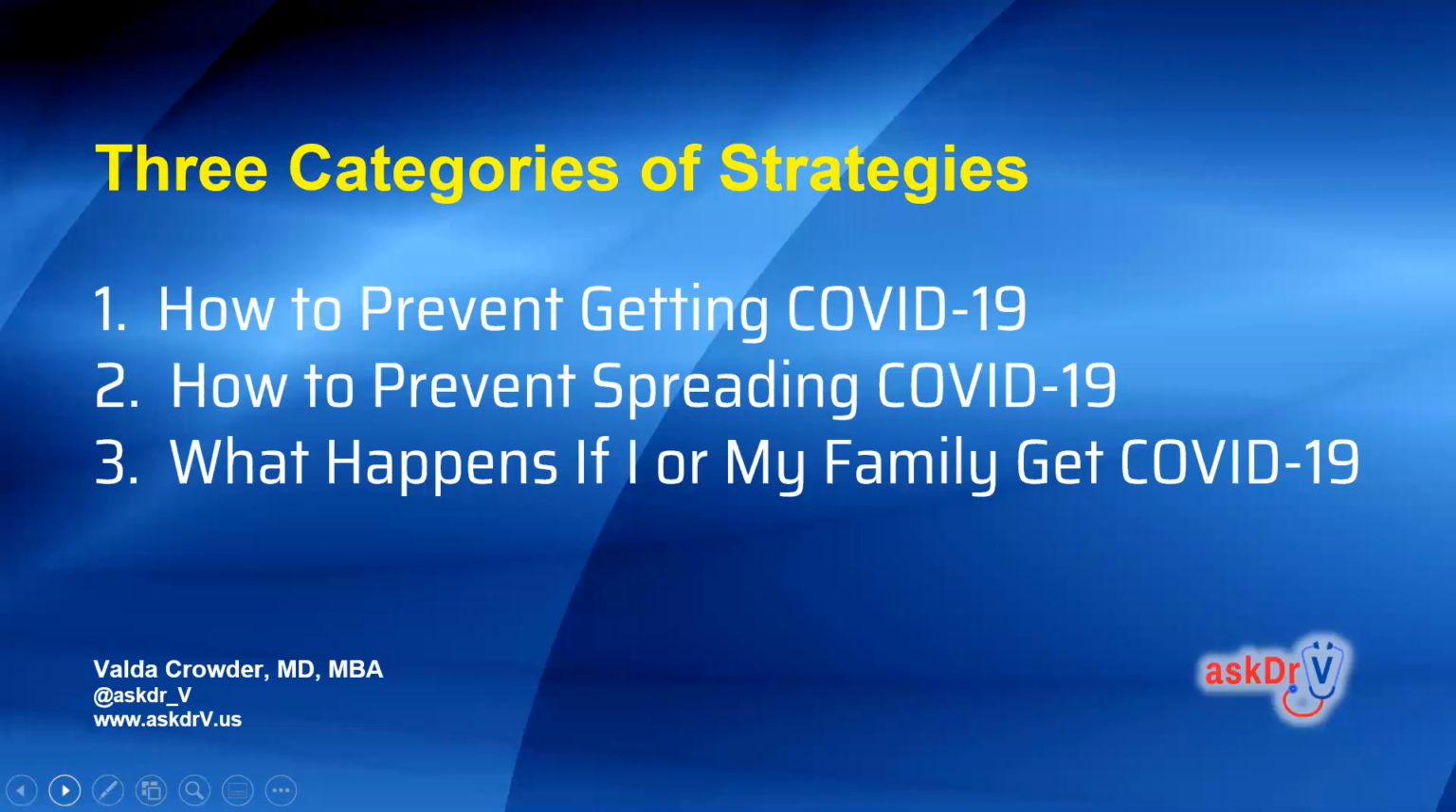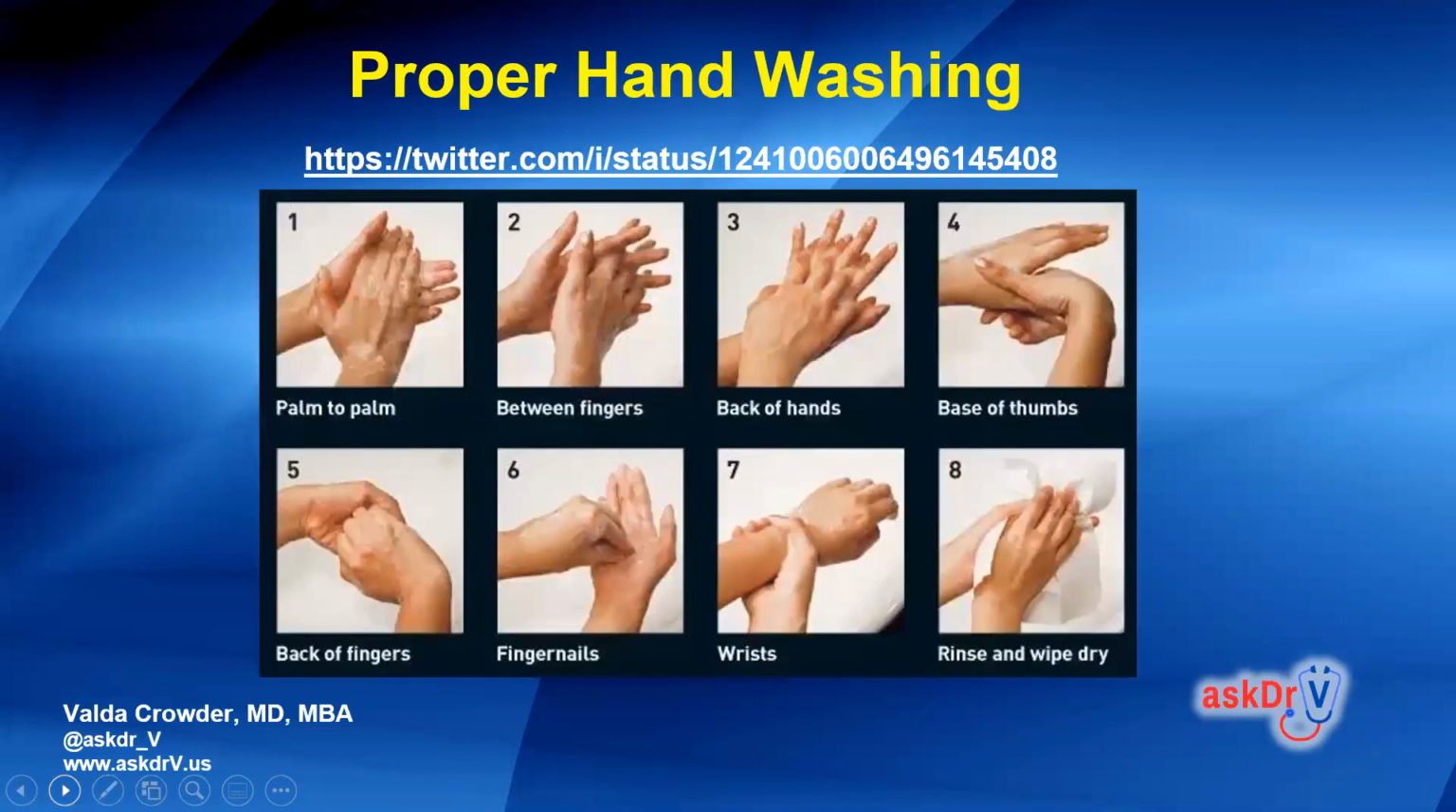So let's talk about 3 categories of strategies: preventing yourself from getting it, preventing the spread of it, and what happens if I do get it. First, I brought up this slide because we talk a lot about hand washing, and most people do number 1 and maybe number 2. But proper hand washing actually involves the back of the hand, the thumbs, the back of the fingernails, the wrist, and wiping and drying.